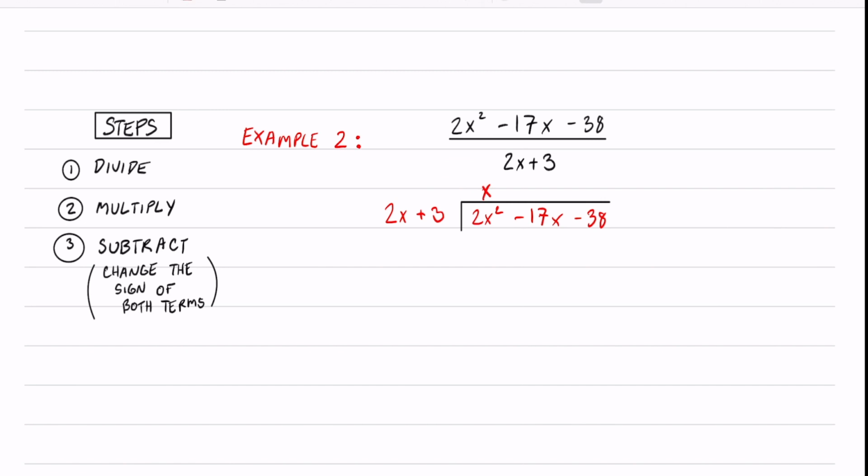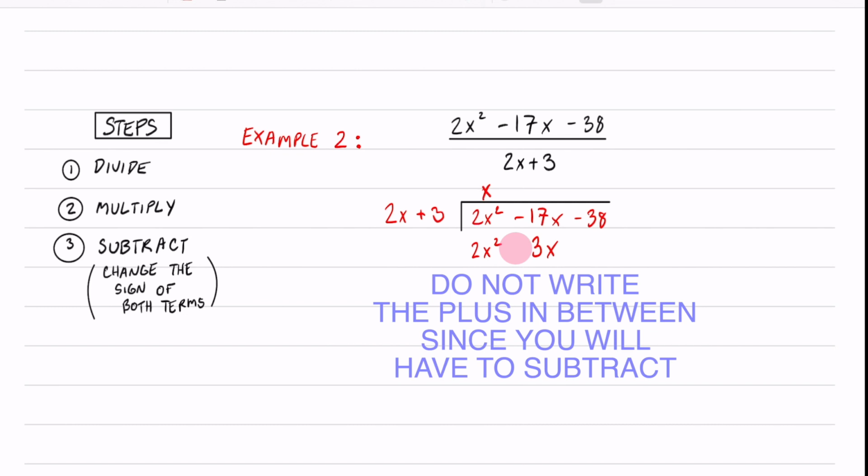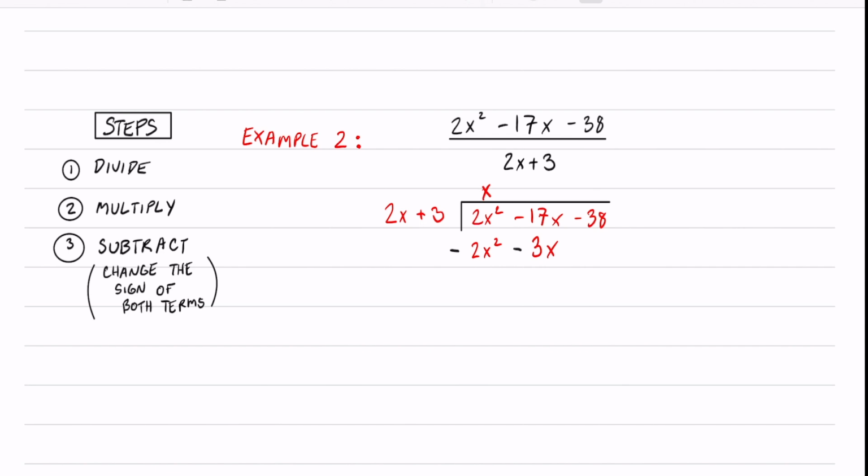X times 2x is 2x squared, and x times 3 is positive 3x. But just write 3x like that, don't write plus. And here's why. You have to change the sign of both terms. So I'm gonna give you that Silva technique and you will get this right no matter what. Just trust my system. So when it's a positive, don't write that plus in between. That way you have that space to write that negative.